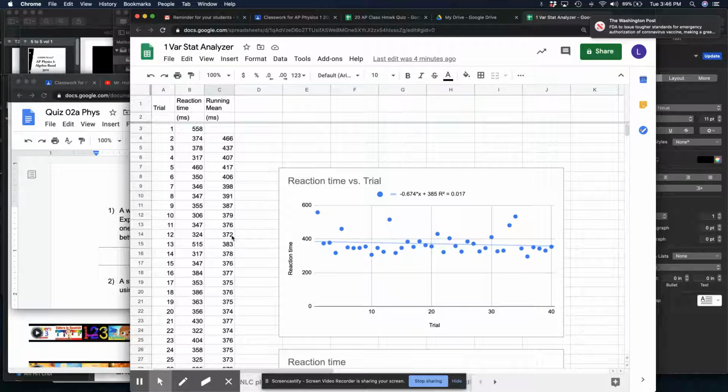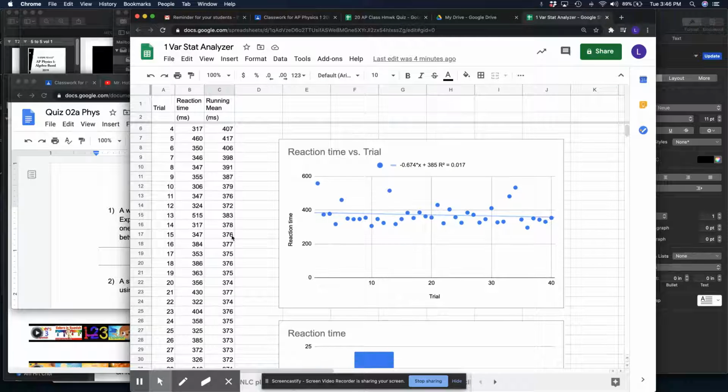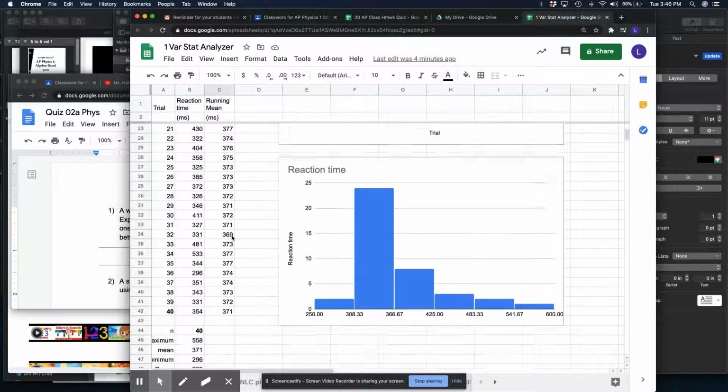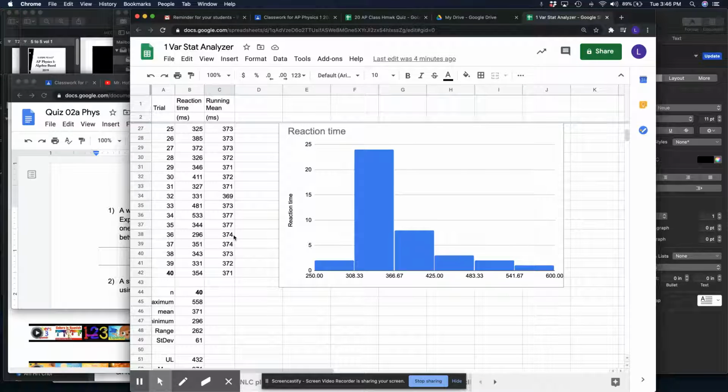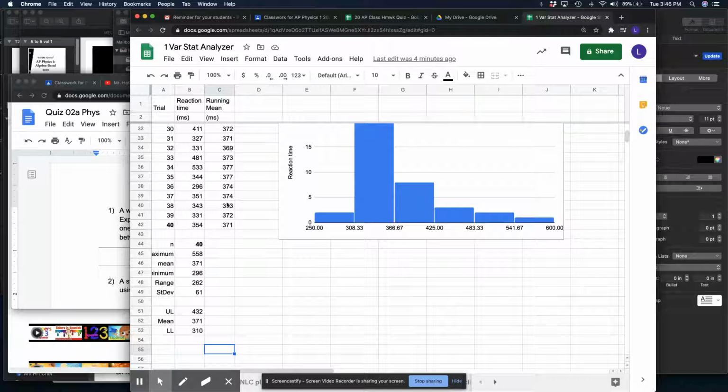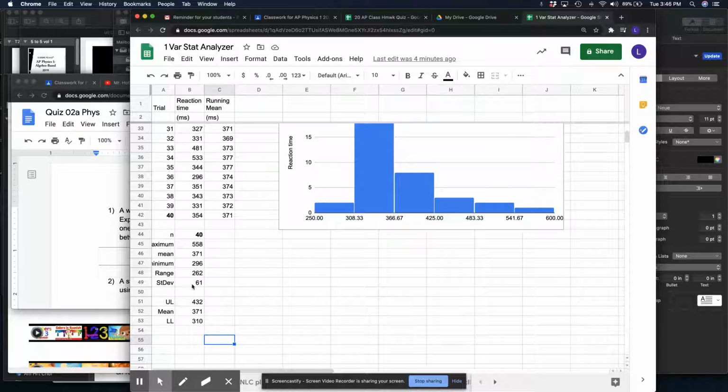So what we have in this spreadsheet is all the various things we've created up to date. Now in the end, after all this work and all this analysis, it comes down to what is the actual reaction time with its uncertainty. We've computed our one variable statistics. We have our upper limit, mean, and our lower limit, and our uncertainty, which is this number here, 61.